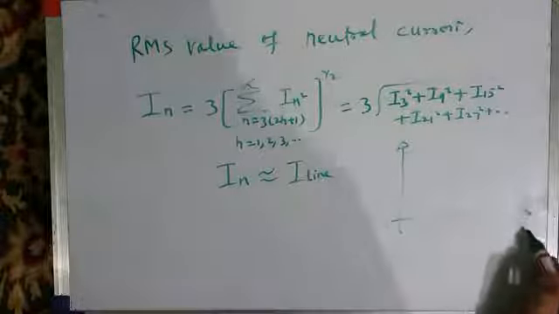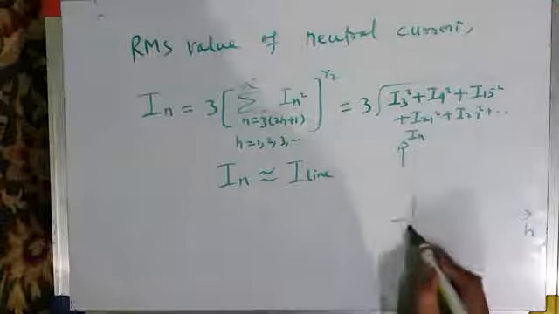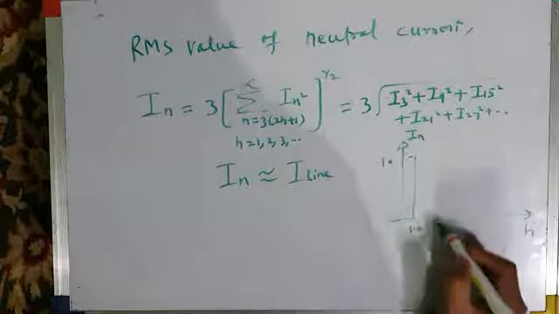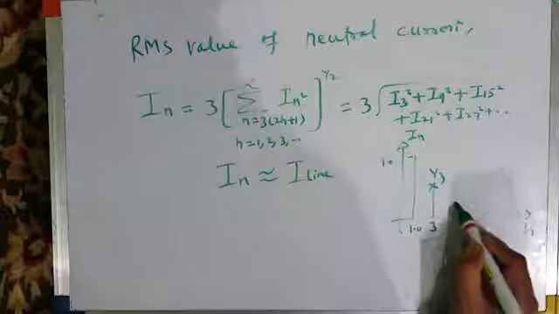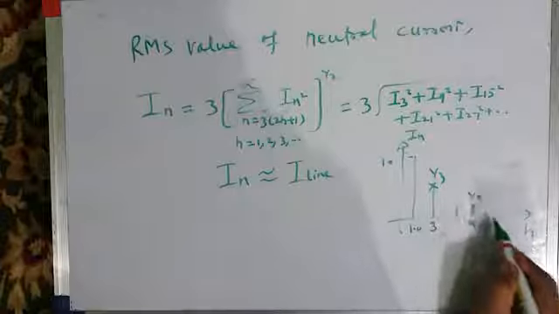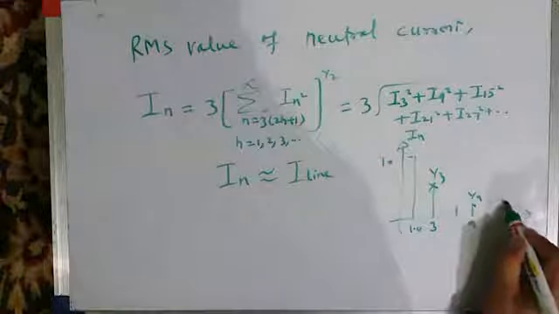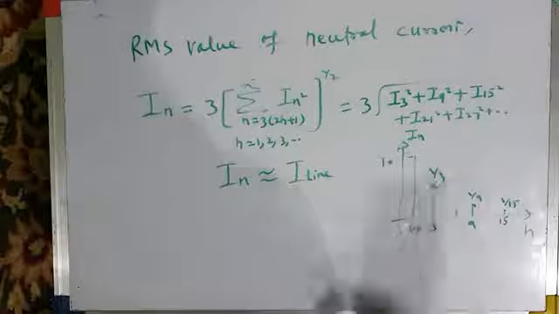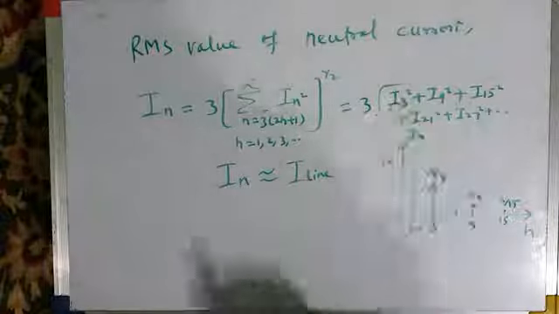For example, if you draw the harmonic spectrum, the fundamental is 100%. The third harmonic component has a high value, 1 by 3. The ninth harmonic component may be somewhere here. It may have very little value. The 15th harmonic component may have even very little value, 1 by 15. But the third harmonic component of current is 1/3 of the fundamental, and square of this.